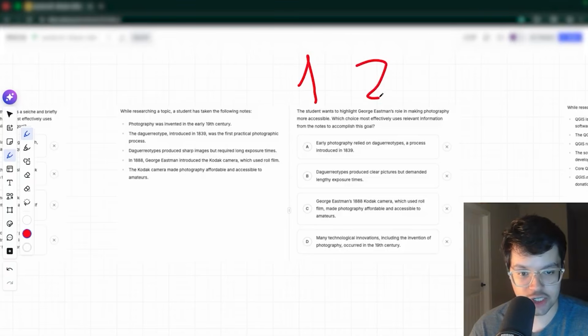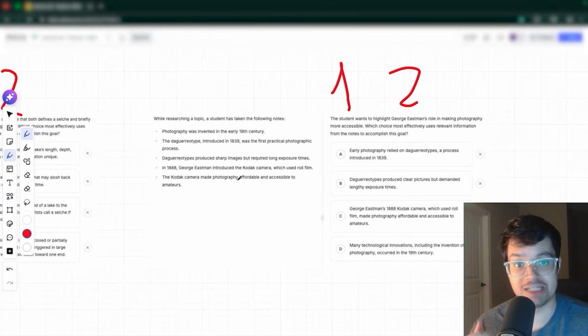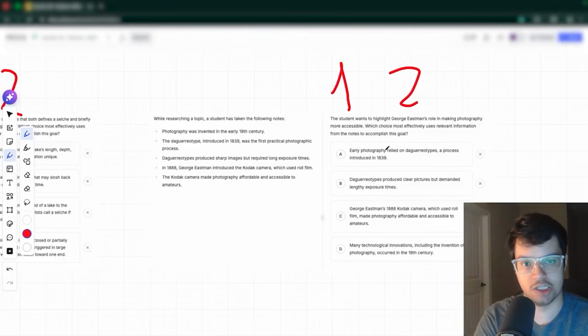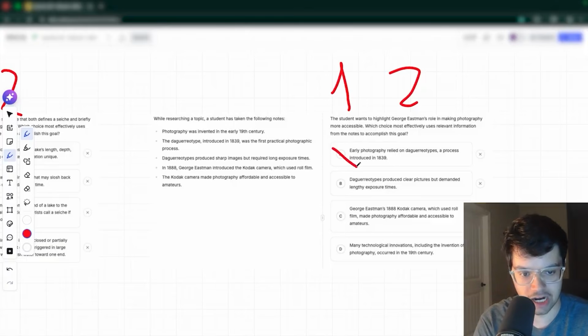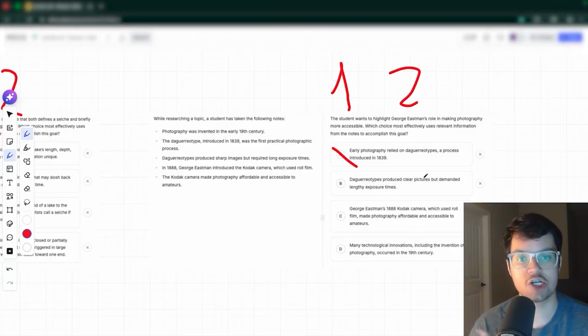Now we just look at the choices. A, early photography relied on daguerreotypes, a process introduced in 1839. So again, similar thing as for B on the last question, it doesn't even mention George Eastman at all. We really need to know what we're dealing with for this to be a correct answer, so A cannot be right. B, daguerreotypes produce clear pictures but demanded lengthy exposure times. Same problem as A, we don't know what George Eastman did as a part of this. You don't know what his role would be in this, so not right.